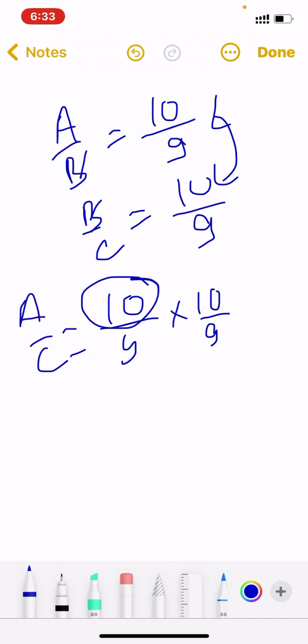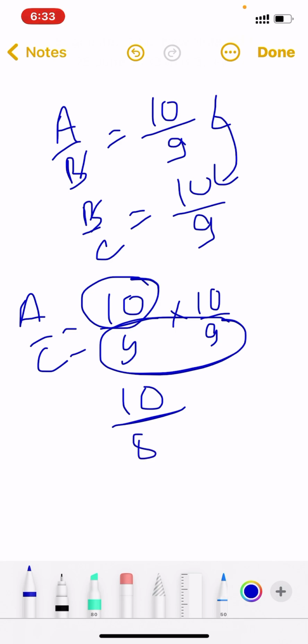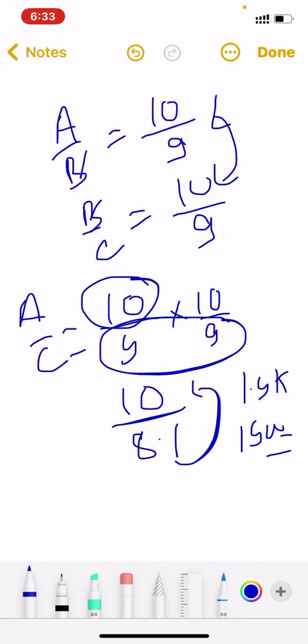Okay, so this will basically be 100 by 81, so 8.1. So the difference is 1.9 kilometer or 1900 meter. That's it. Question number 1. Now question number 2.